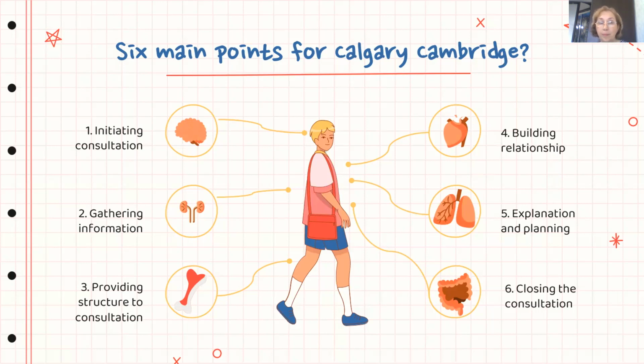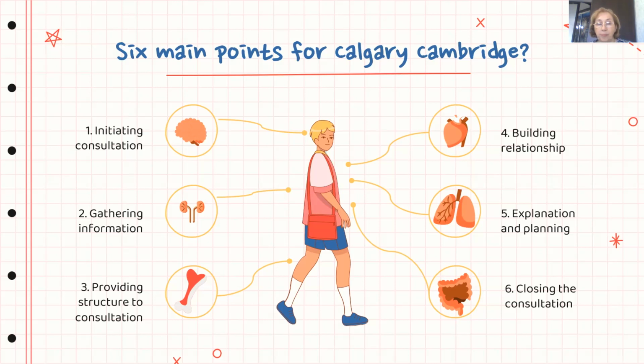The Calgary-Cambridge model for good communication skills in clinical consultation. Now I will talk about the six main points. One, initiating the consultation: introduce yourself and use the patient's name correctly. Two, gathering information: using open questions and active listening to understand what it is like for the patient.